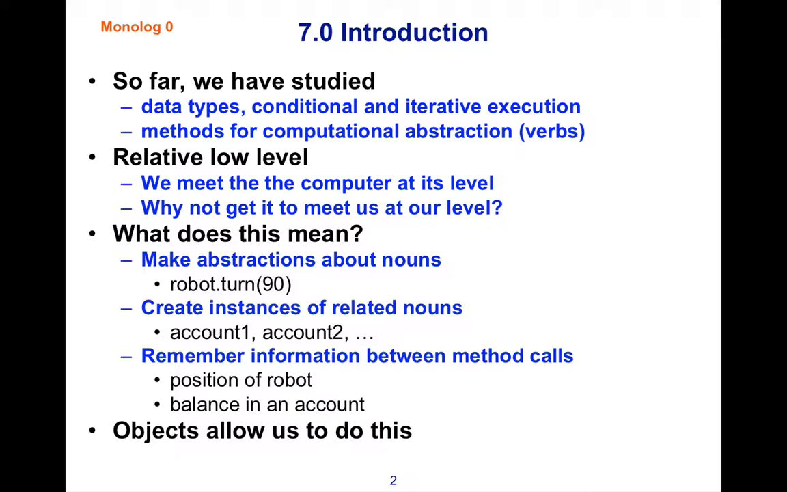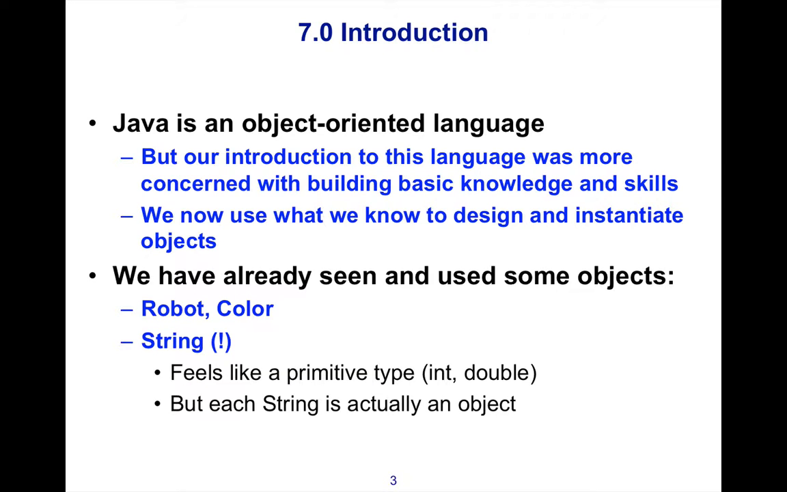The methods we've been writing so far, when they're over and done with, don't remember a thing. But the objects we're going to create, for example, a robot may remember its position in the world. An account may remember the balance, how much money you have in your account. So objects are going to allow us to do this. Now, Java is an object-oriented language, but so far our introduction to this language has been more concerned with building basic skills, and now we're going to start to use what we know to design and instantiate these objects.